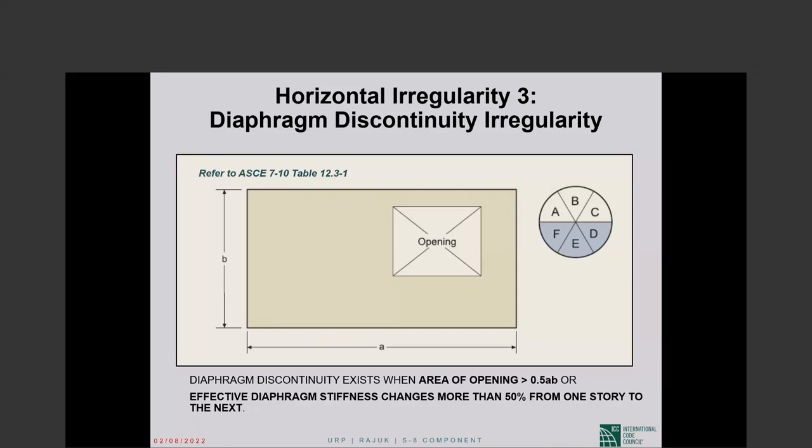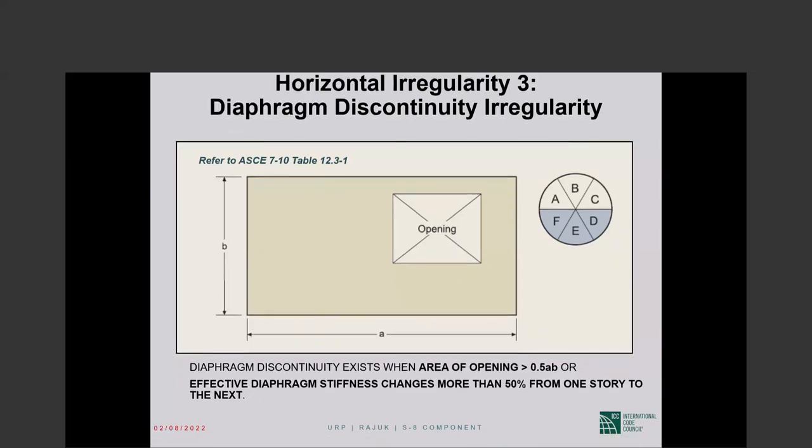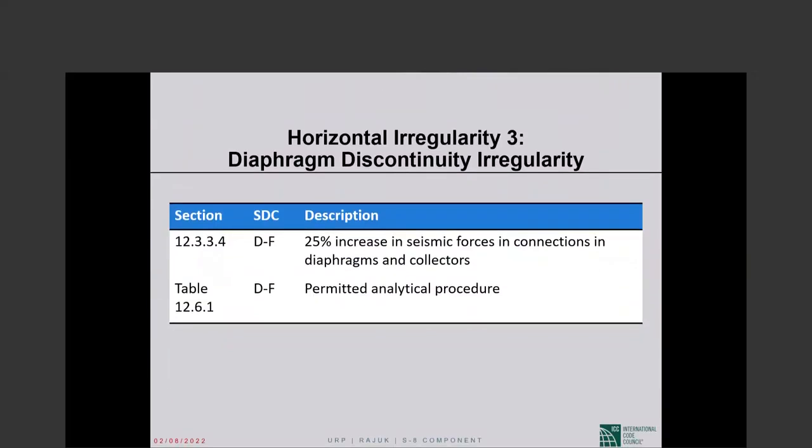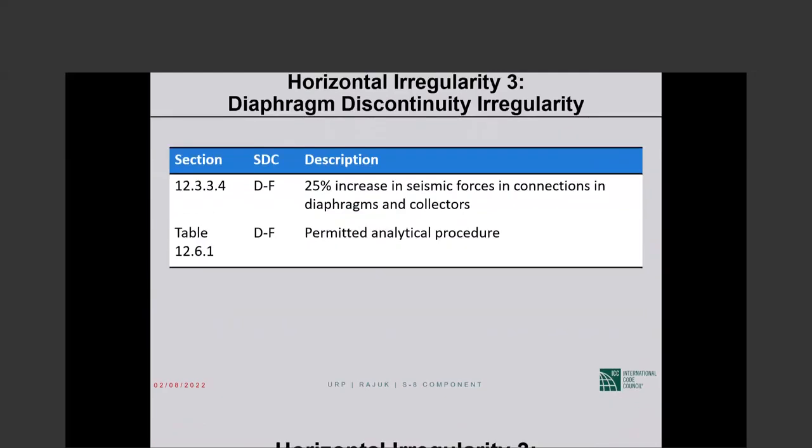So 50% or more of the diaphragm is an opening, or effective diaphragm stiffness changes more than 50% from one story to the next. What you consider effective is up to you. If you have diaphragm discontinuity, the regulations that are triggered are again a 25% increase in seismic forces and permitted analytical procedure.